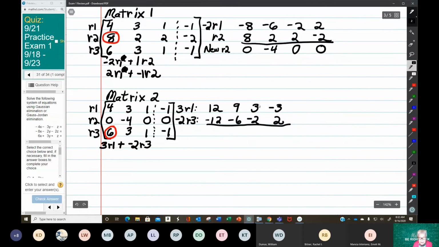And I add vertically: 12 plus -12, which is the same thing as 12 minus 12, is 0. 9 plus -6, or 9 minus 6, is 3. 3 minus 2, or 3 plus -2, is 1. And -3 plus 2 is -1. So this is going to be my new row 3.